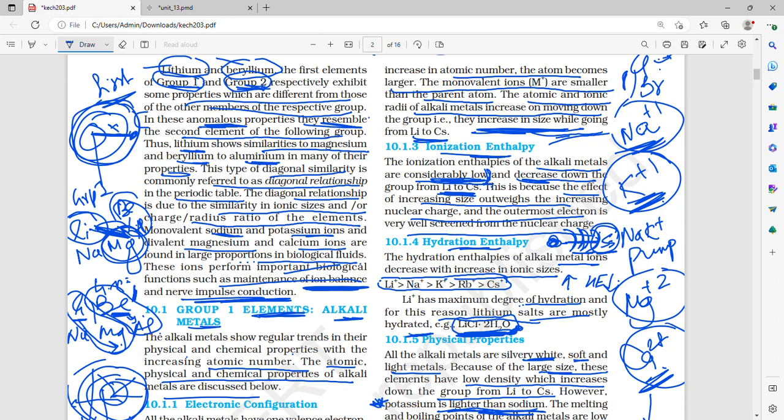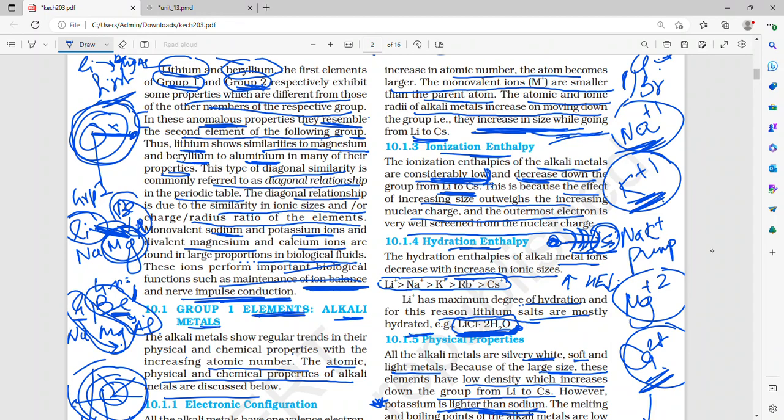What are these anomalous properties? They resemble the second element of the following group. Lithium resembles magnesium and beryllium resembles aluminium. So they resemble the second element of the next group, in the following period. So it is basically a diagonal relationship.